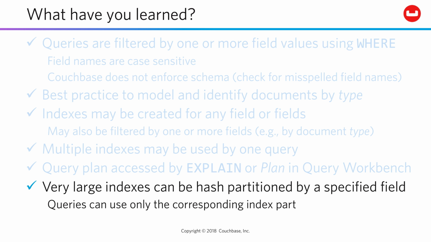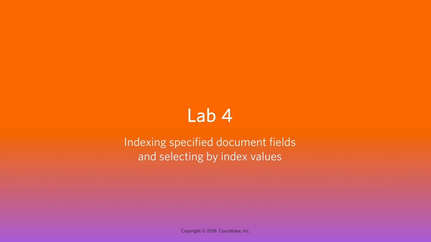And very large indexes can be partitioned by a hash of a specified field value. A partitioned index is available for all relevant queries, but queries filtering by the partition field will run faster as they will only use the corresponding index part. In this lab, you'll get to work setting up some indexing and running related queries. Be sure to play around and experiment on your own a bit too.